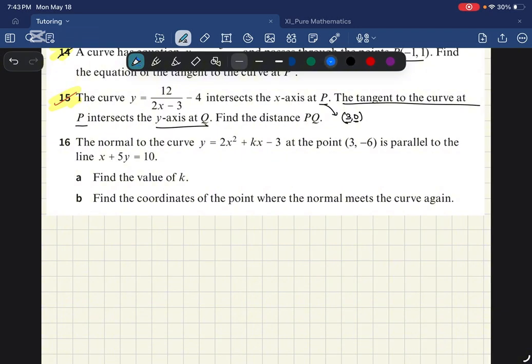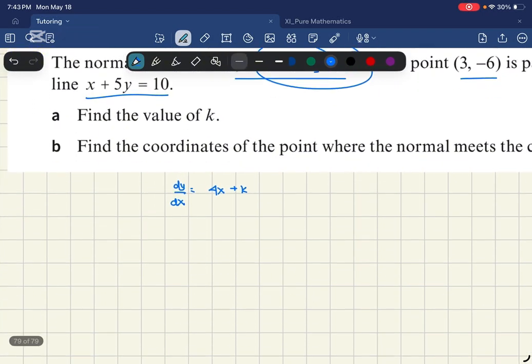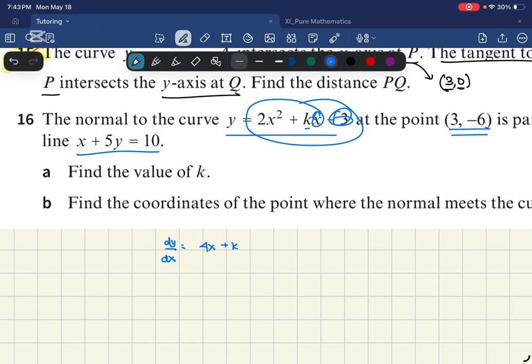Question 16. The normal to this curve at this point is parallel to this line. Okay. Let's find dy by dx. So dy by dx gives me 4x plus k, right? K is a constant, differentiate x, you get 1, differentiate negative 3, you get 0, so you are going to get this expression. And now we want to find the normal at this point.